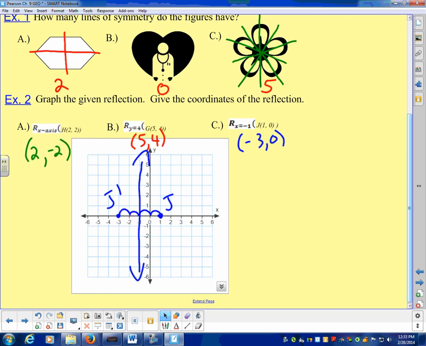How come on the H1 you didn't draw the line? I drew the line on each one. You mean the line of symmetry? Yeah, I drew it on this one. Maybe you didn't see it because it was right on the x-axis.